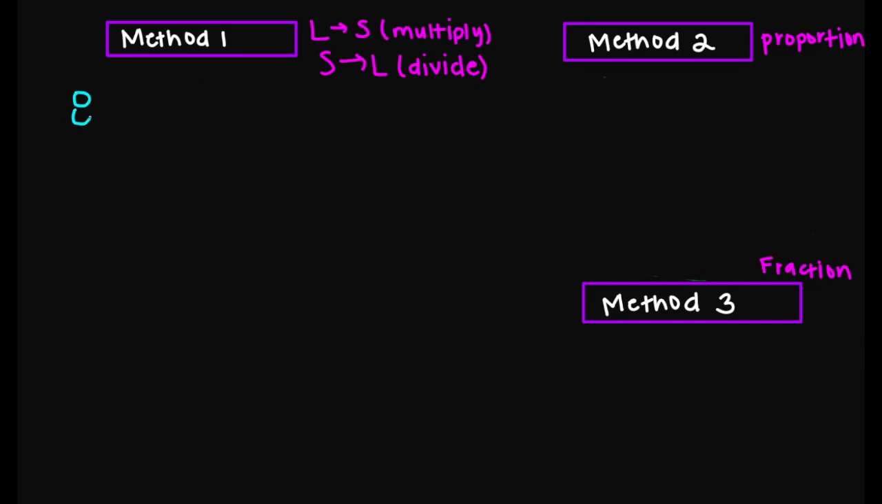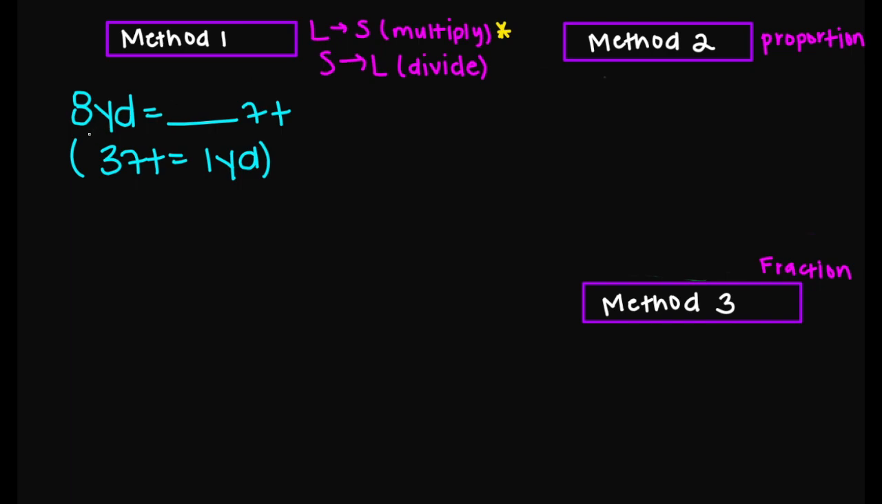Let's look at this example here. 8 yards equals how many feet? So my conversion factor for this question is going to be 3 feet equals 1 yard. By looking at method number 1, I am going from a larger unit to a smaller unit. So that means I need to multiply.